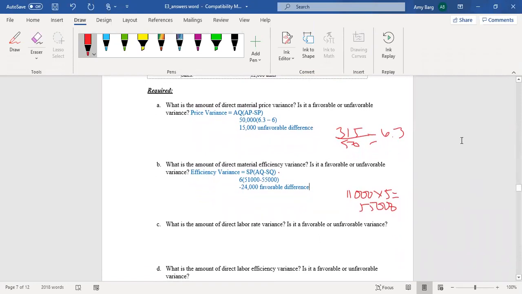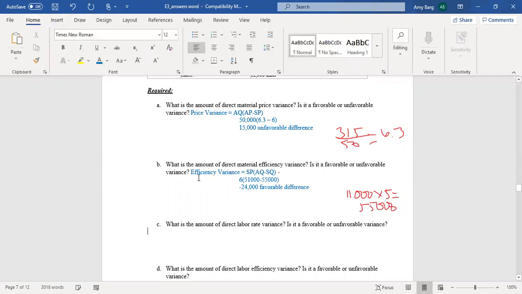All right, so now we're going to do the direct labor rate variance. This is very similar to what we just did. For the rate variance, again, we're going to take a quantity and hold it constant so that it's not moving, and then we're going to compare the actual price to the standard price, because we're trying to see how the labor rates differ.